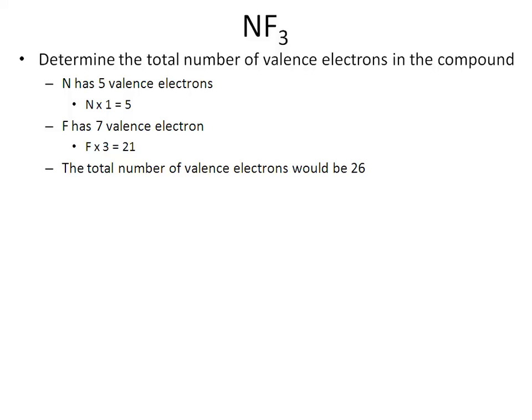So when we draw this, we should have N, F, F, F. We draw the single bonds, and this is where it gets a little bit different. Each of the fluorine atoms needs 8 total valence electrons, and the nitrogen also needs 8 total valence electrons.